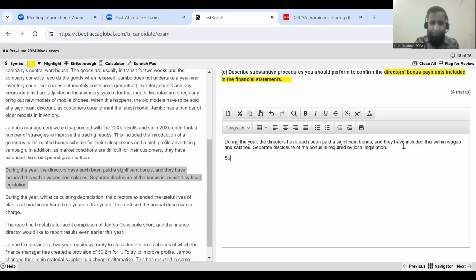Now I need to make substantive procedures for this worth 4 marks. So how many substantive procedures will I be writing for 4 marks? 1 mark each, right? 4. Okay, now not 4 to 5, 4, right? So have I copy pasted the scenario of the bonus payment from the case in my response area? Will that help me to see the case and write my procedures? Once I write my procedure, should I delete the scenario? Should I delete the copy paste?